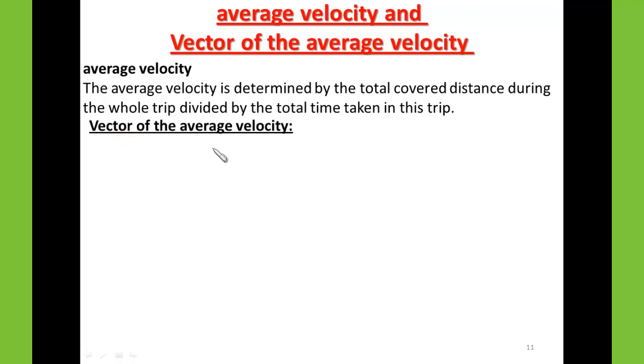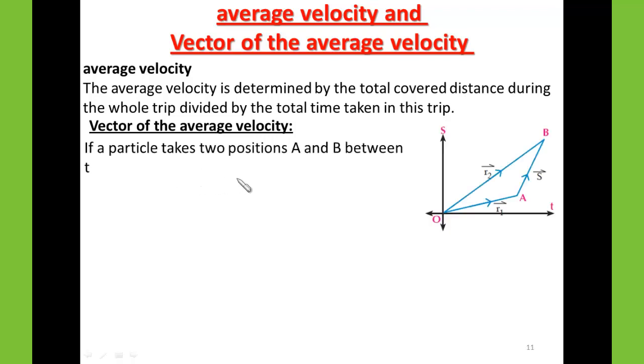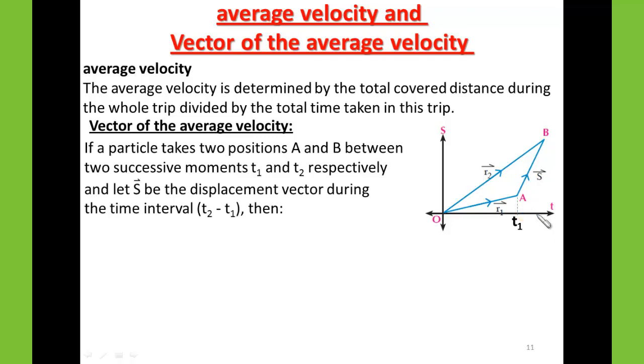Second, vector of the average velocity. If a particle takes two positions A and B, between two successive moments T1 and T2 respectively, and let S be the displacement vector during the time interval T2 minus T1. So, to determine the vector of the average velocity, we use the rule VA equals R2 minus R1 over T2 minus T1. R2 minus R1 equals S. Again, the average velocity vector equals S over T2 minus T1, or you can say over total time.